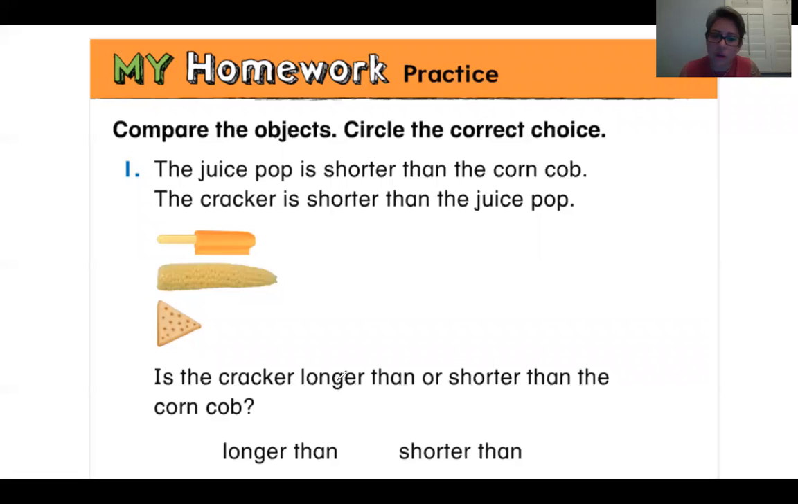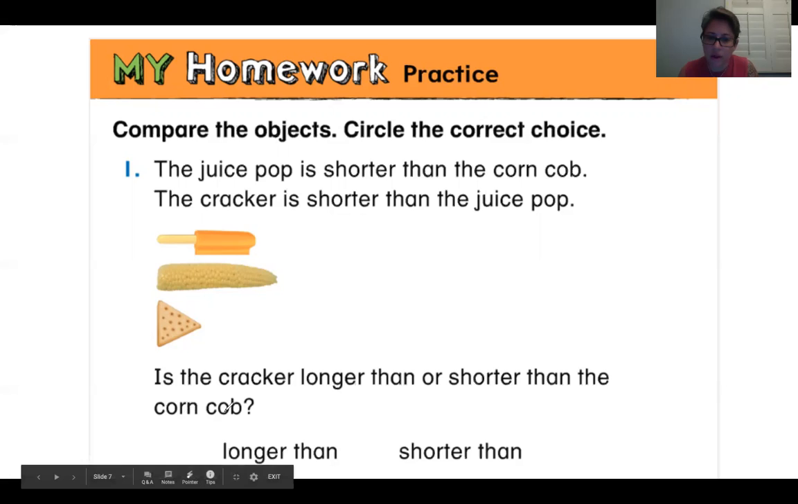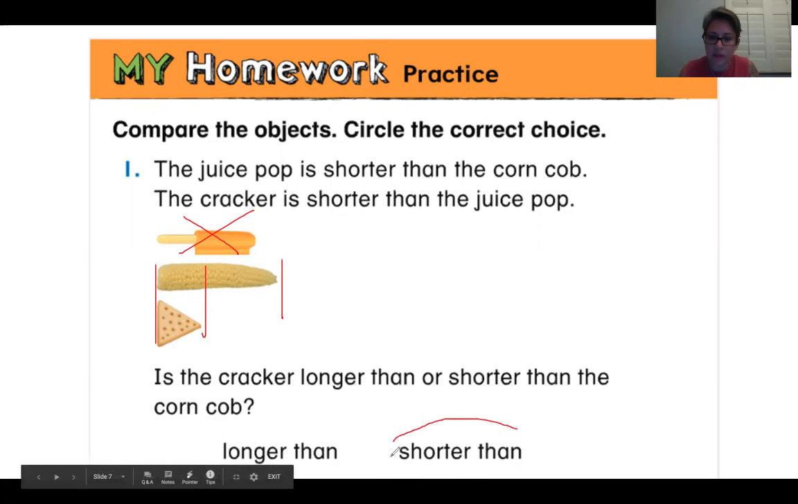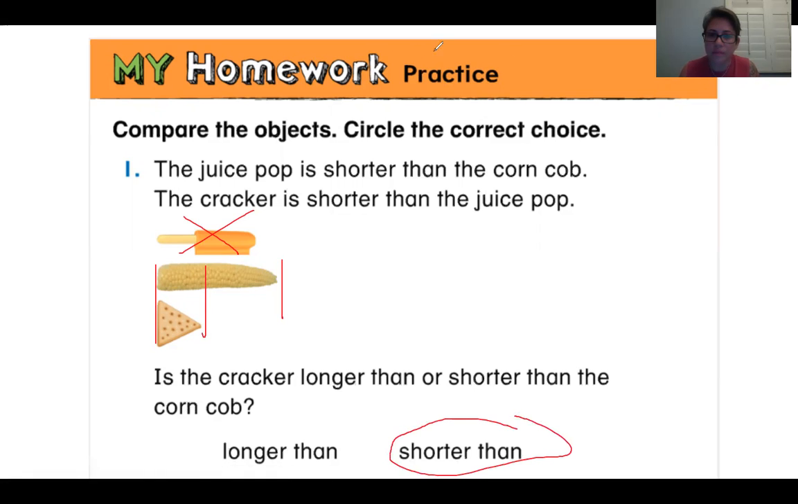Is the cracker longer than or shorter than the corn on the cob? So in this question, they don't want to know about the icicle, the popsicle. They just want to know about the cracker and the corn. So is the cracker longer or shorter than? Yes, shorter than.